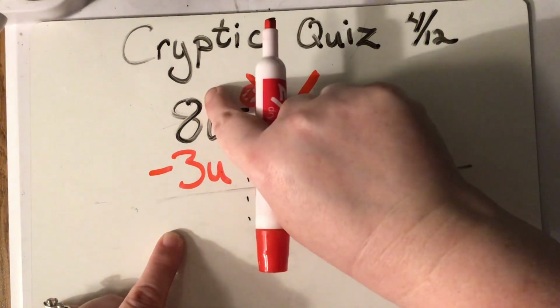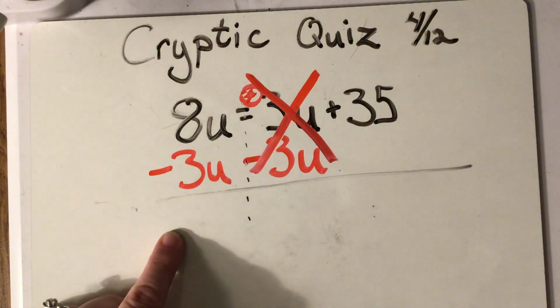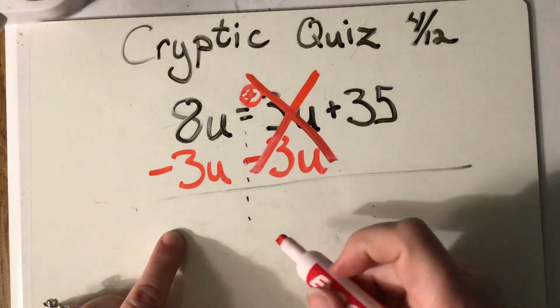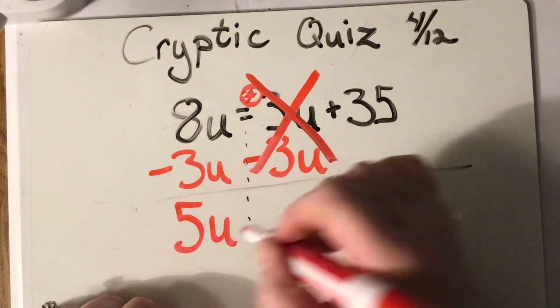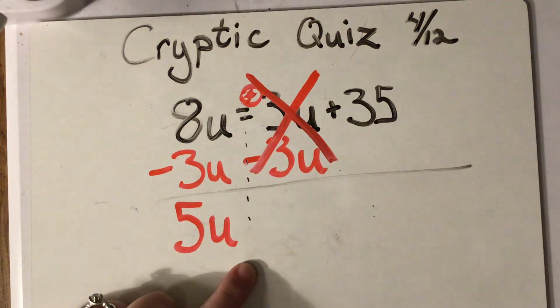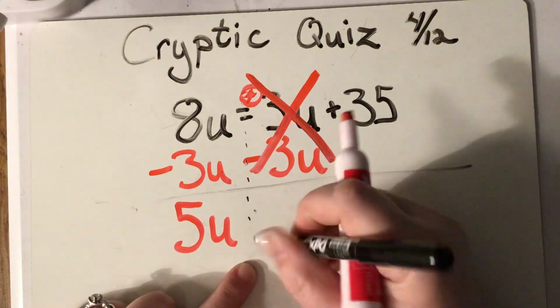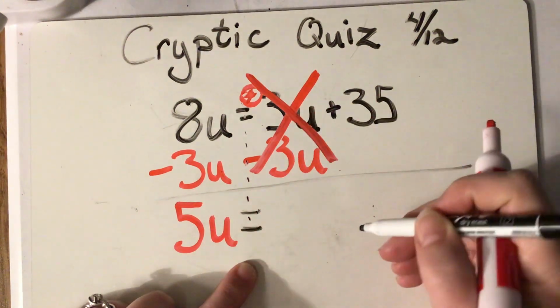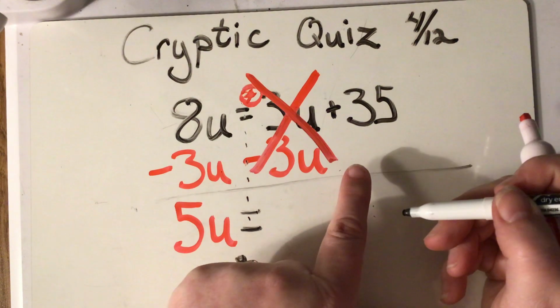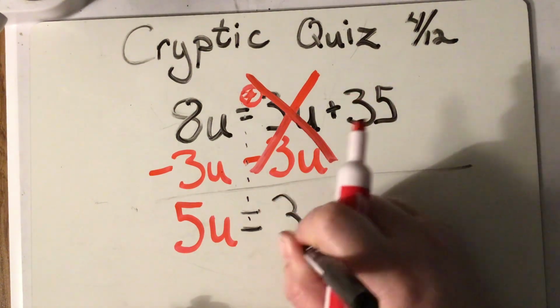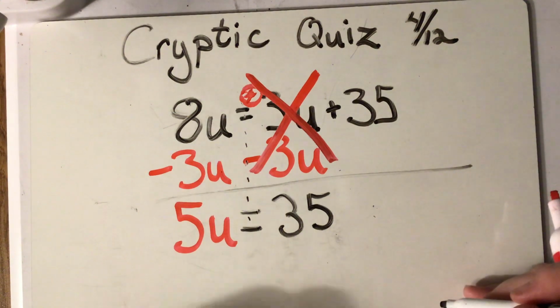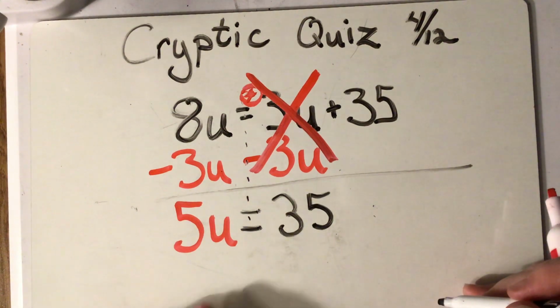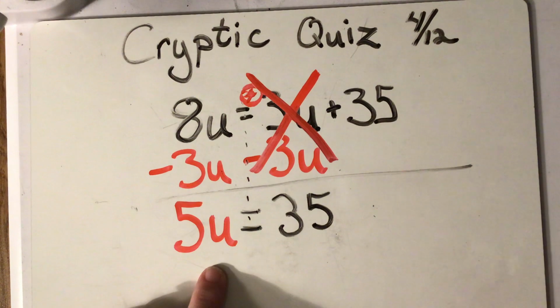So now what do I have left? I have 8u minus 3u equals 5u. 5u equals, okay, that's gone. So now all I have is my 35. There we go. It's a sad 3. That's okay. All right, so now I have a one-step equation.